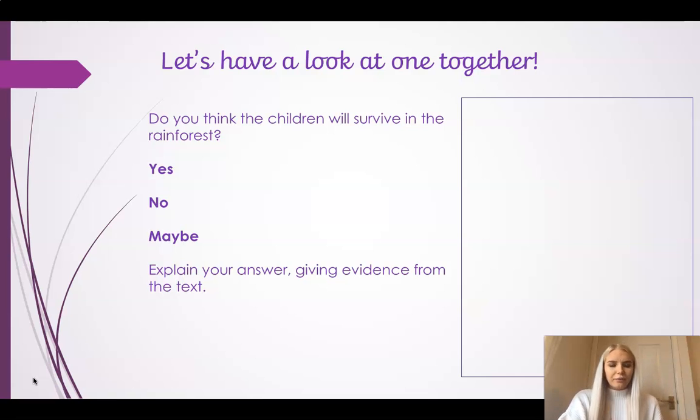So we need to first think, well, do I think the children will survive? Well, I could say no, but I've got to give evidence from the text, and nothing's told me so far that they're not going to survive. They've done lots and lots of really good things that make me think they're going to survive. Well, I could say maybe, but then again, if I say maybe, that means I've got to have a yes and a no point. So I might say, well, yes, but this happened, which makes me think that they might not survive. But nothing's really giving me the opinion or thought that they won't survive because they've done really well at surviving so far.